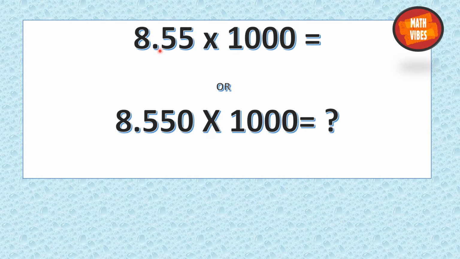So if it is 8.55 and we have to multiply by 1000, now 1000 has 3 zeros, right? But here we have only two numbers after the decimal, only 8.55. In order to shift the decimal by 3 places, 1, 2, 3, we have to add one more digit after the 5.